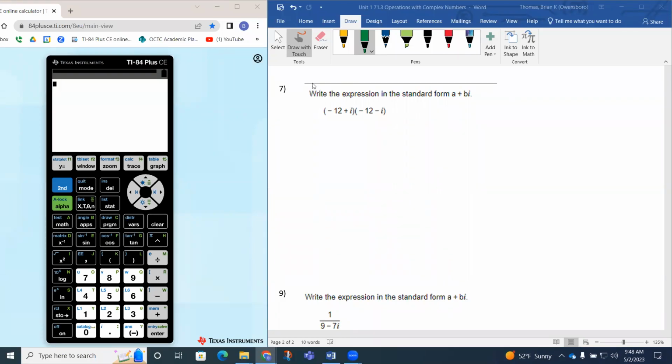So again, we write the expression in standard form, which is a plus bi. Notice how we have a complex number multiplied by a complex number now. So again, if you want to use a box as an organizer, the first complex number can go -12 and an i here, and on the top have a -12 and a negative i. Then I can just do this partition like so.